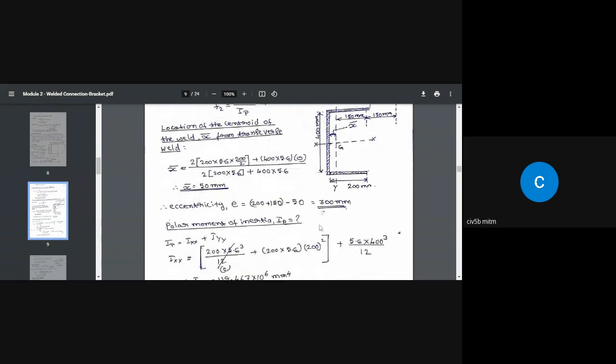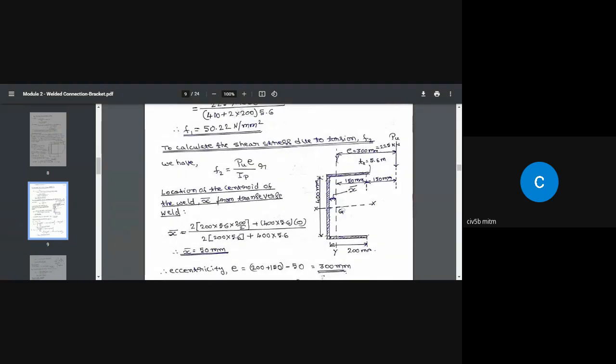Shear due to torsion we are going to represent by F2. So we need to find out what is F2. We know this one E, the eccentricity, 300 millimeter. Then what is this r distance? The r distance is the distance from the centroid to this place. That is the radial distance we are measuring. So that can be calculated.